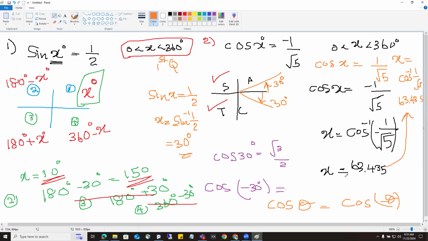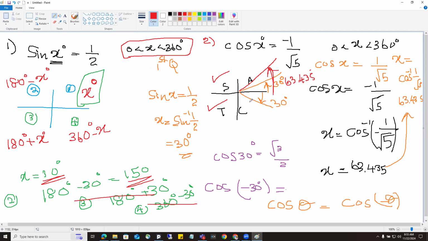Okay, 63.435. That means if cos x is 1 over square root 5, the angle would be in the first quadrant. So that angle will be somewhere around here, 63.435.